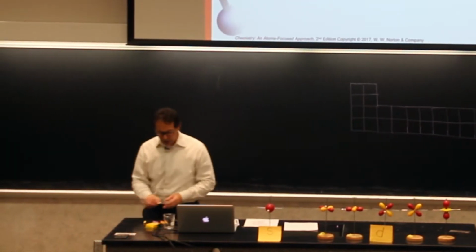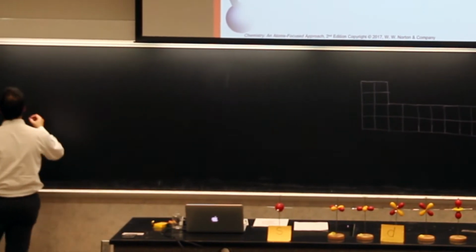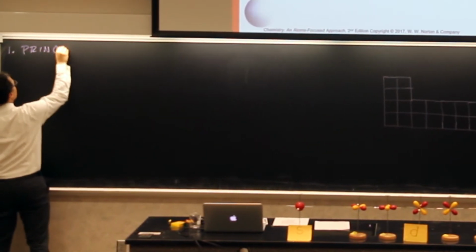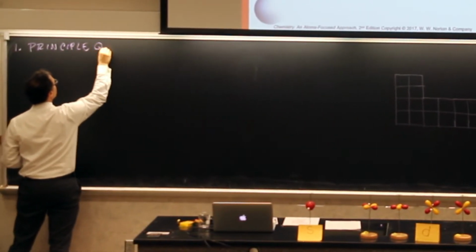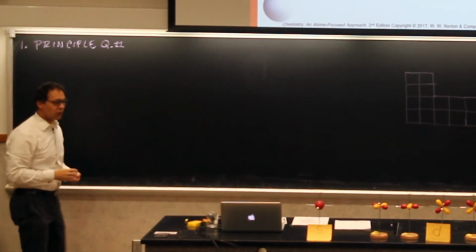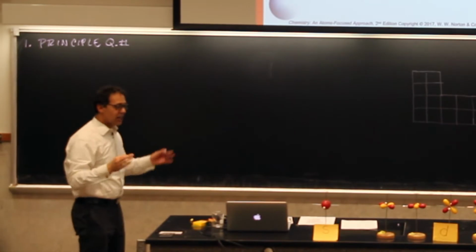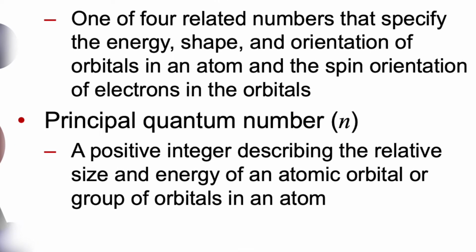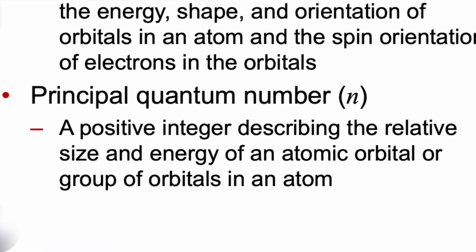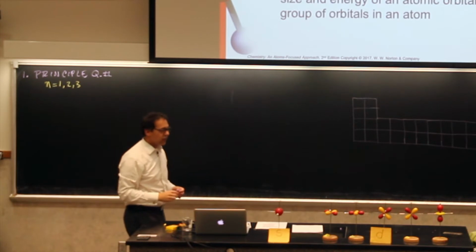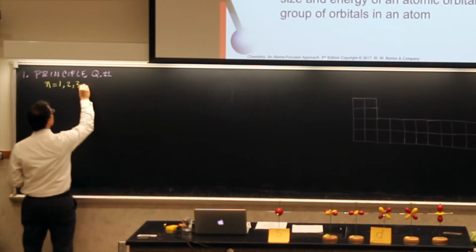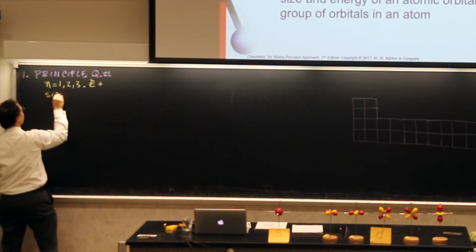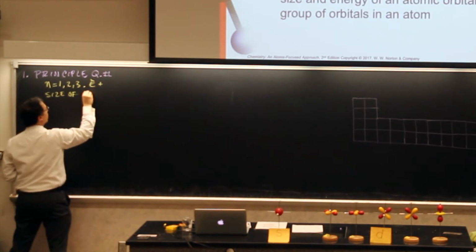Our first quantum number is the principal quantum number. I'm going to say number 1 here: principal quantum number. The principal quantum number is going to be a positive integer, that is to say n is equal to 1 or 2 or 3. And this is going to tell us the energy and size of the orbital.